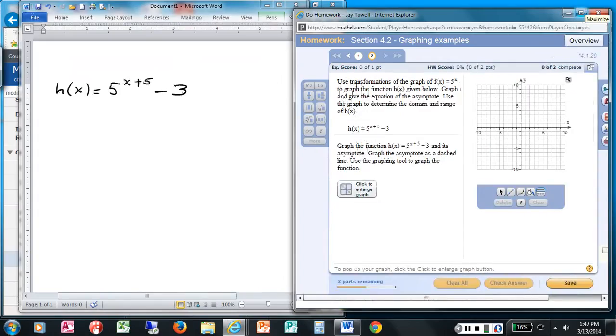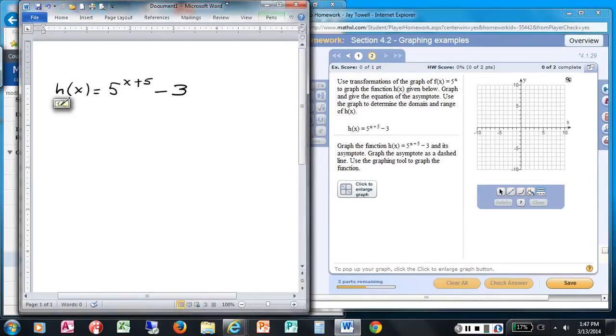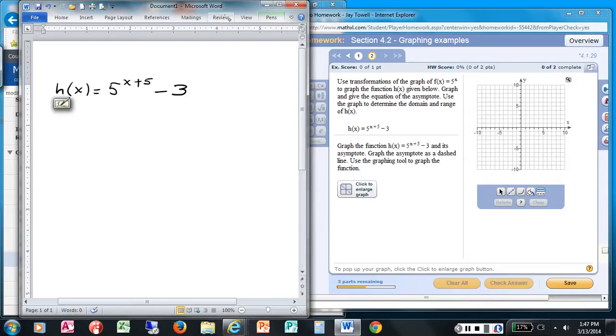Well, I've got this function here written down on the side here, and what we want to do is, first of all, it noted there that this h of x graph is the graph of f of x equals 5 to the x, but transformed. And so, as we know from previous discussion there, we know that this f of x equals 5 to the x, that's our kind of a hockey stick shape.